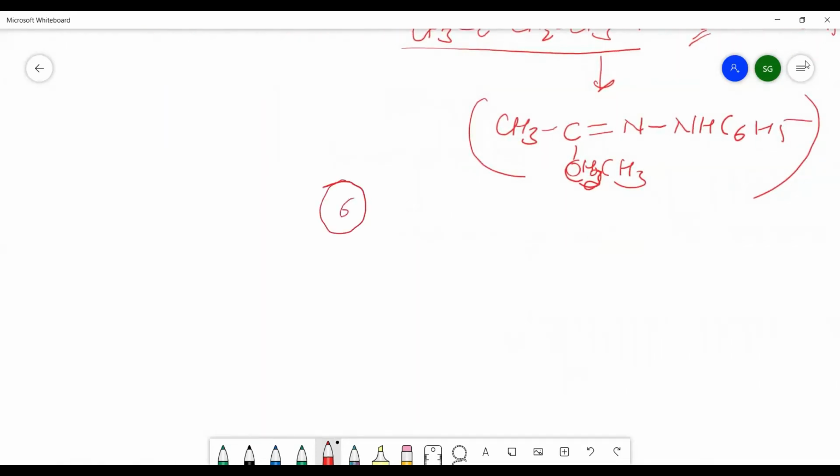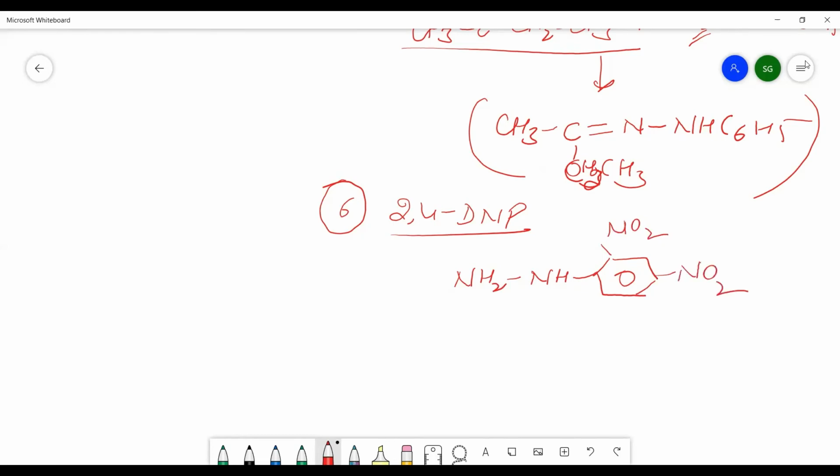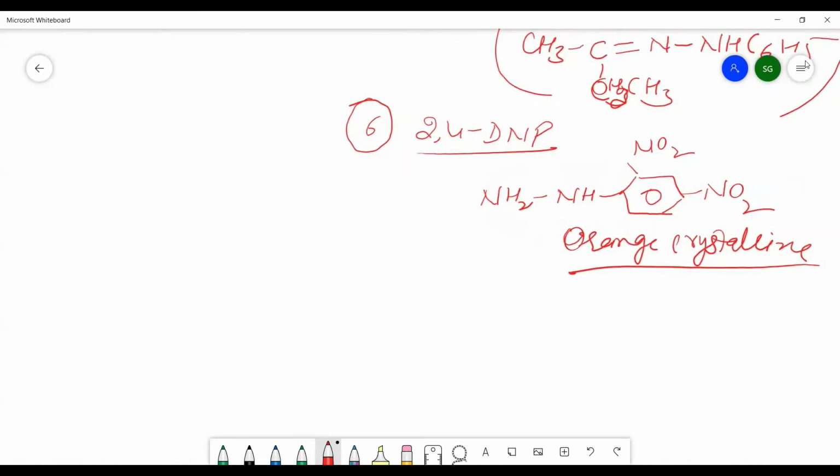Now, another compound will be 2,4-DNP. The full form is 2,4-dinitrophenylhydrazine. So, what is the phenylhydrazine? This one is the phenylhydrazine that we have seen earlier. At the second position and the fourth position, there will be NO2 groups. It is an orange crystalline substance. That will be in your lab, so you can see it easily. It is an orange crystalline substance. So when it reacts with the aldehyde or ketone.